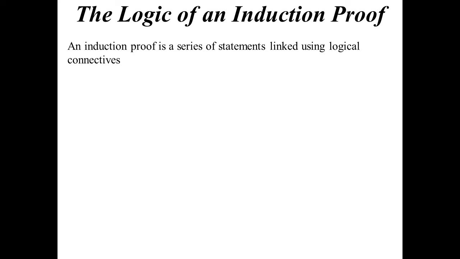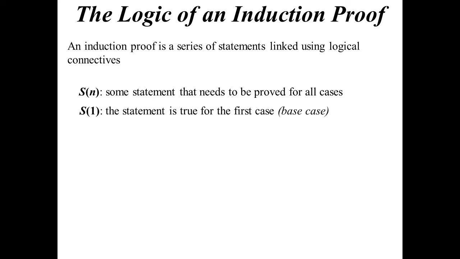So it ends up being a series of statements linked using what we call logical connectives. So some statement will be what we're trying to prove. So we'll just call that SN. Some statement that needs to be proved for every single case, so it's always true. We look at the first case, so we'll call that S1. Sometimes called the base case. Not always the first case is n equals 1. Sometimes it might be for even numbers, so it's n equals 2 and things like that.